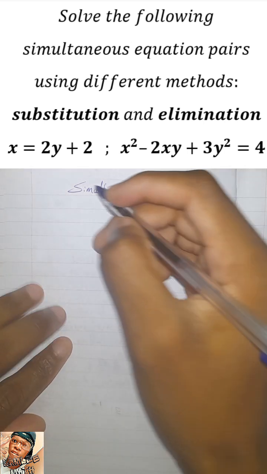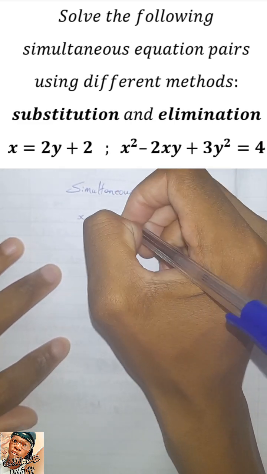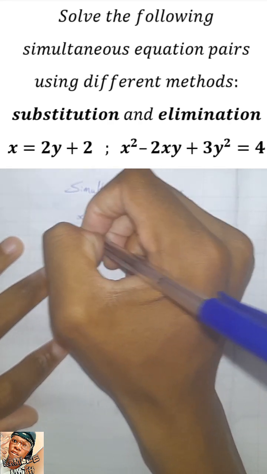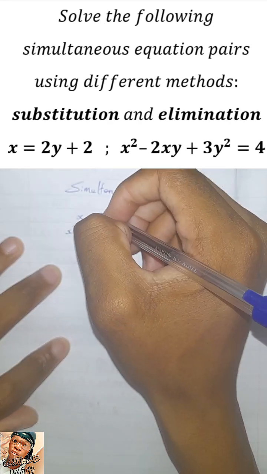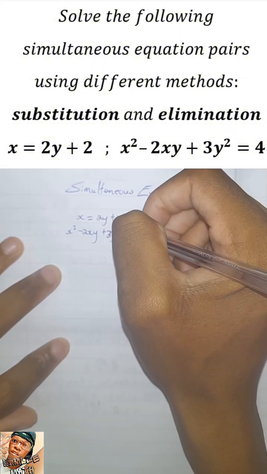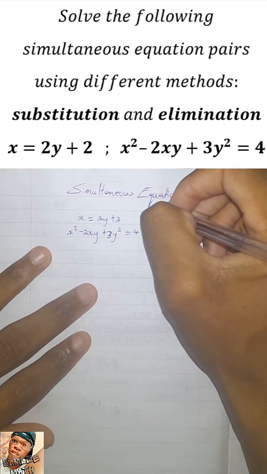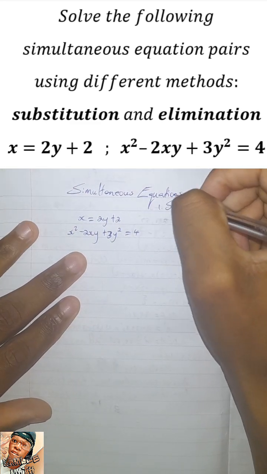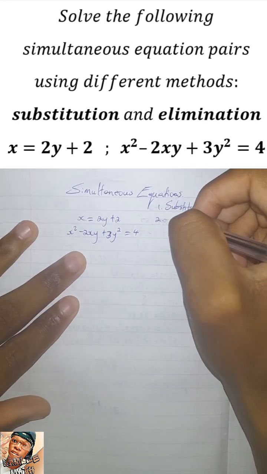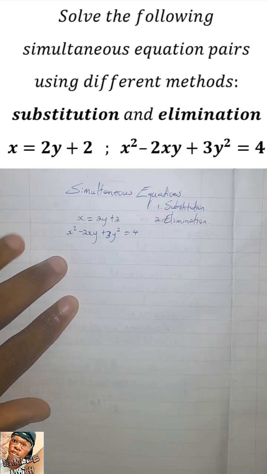So the first equation says x is equal to 2y plus 2. And the second equation says x squared minus 2xy plus 3y squared is equal to 4. So I'm going to do this in two methods. The first method is the substitution method, and the second method that I'm going to utilize is the elimination method. So let's start with the substitution method.